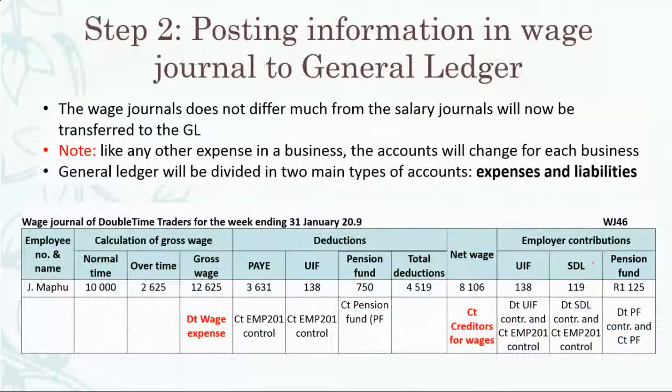Okay, and this is what it would look like. The only difference is that instead of creditors for salaries, we take it to creditors for wages, and instead of salary expense, we take it to wage expense. That is the only difference when it gets to the general ledger accounts between a wage journal and a salary journal.